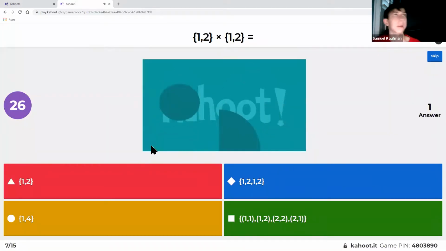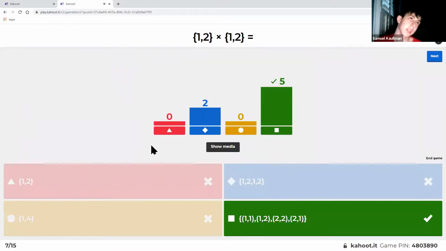Now we're back on the stuff we learned today, and remember that's going to be the Cartesian product, the set of every ordered pair where one element is from each set. Yep, you guys did a good job on this one. So we're going to have all these ordered pairs, where each number is chosen from the two sets.